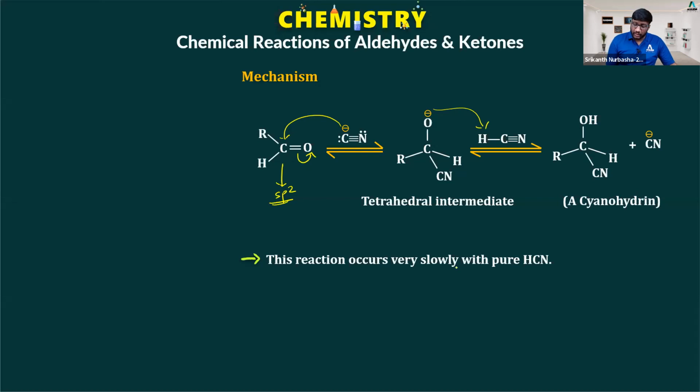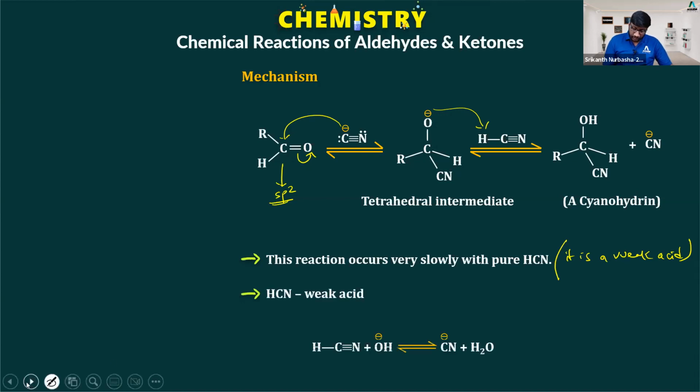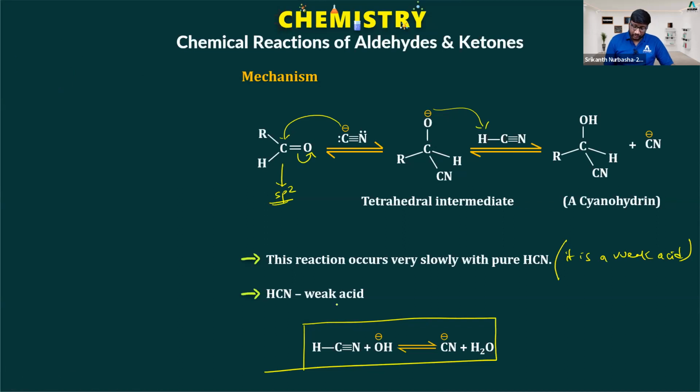This reaction occurs very slowly with pure HCN. Why? Because HCN is a weak acid. So whenever you take a basic medium, you will get a higher cyanide ion concentration, thereby increasing the reaction rate. Is that clear?